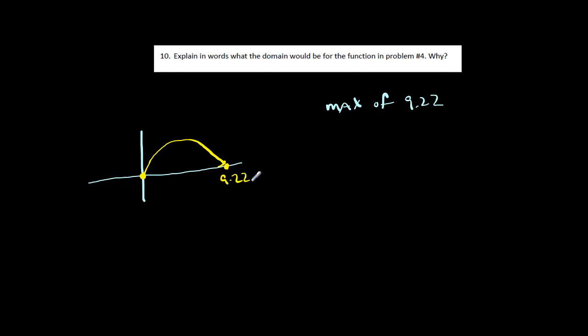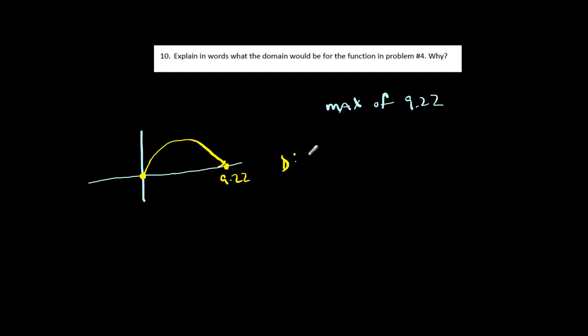And the last problem, explain in words what the domain would be for the function in problem 4. Well, if you go back to number 4, it gave a max distance of 9.22. So when we're talking about something jumping, he started jumping at the origin. Let's do a little graph here. This is where he starts jumping. And then he ends up hitting the ground at the max of 9.22.